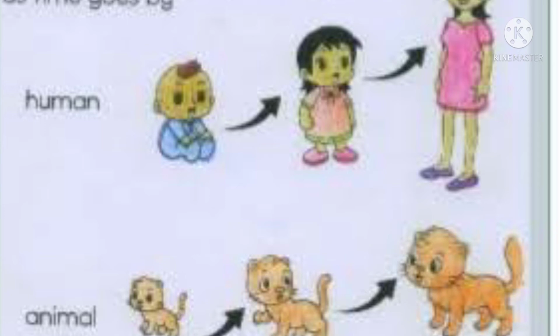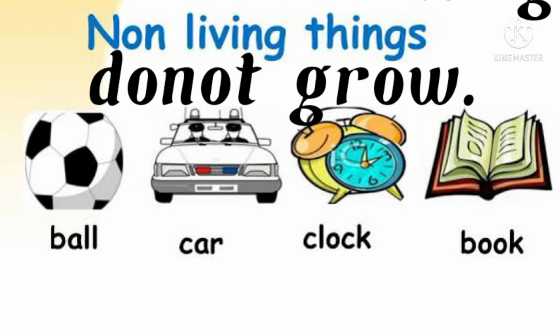Whereas non-living things like a ball, car, clock, book, a bed or a computer will not grow in size. They will remain the same forever. So, living things grow, whereas non-living things do not grow.